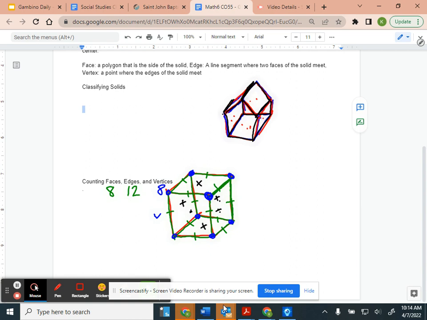Oh, how did I lose count? 1, 2, 3, 4, 5, 6, 7, 8, 9, 10, 11, 12, 13, 14, 15. So there were 5 in the front, 5 in the back, and then 5 on the sides. So there are actually 15 edges. You see how we got that? I messed myself up when I said 5 in the front, 5 in the back. I should have said 1, 2, 3, 4, 5 in the front, 6, 7, 8, 9, 10 in the back, 11, 12, 13, 14, 15 on the sides. Yeah, looks like a bird.